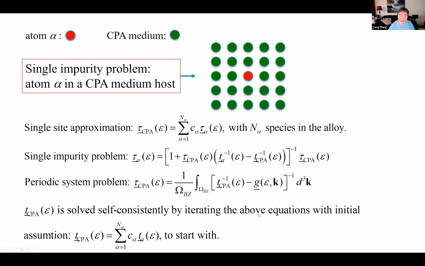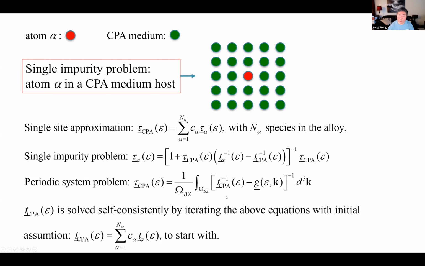But T CPA needs to be calculated self-consistently by iterating this expression, because our goal is to find that, on average, tau alpha on average has to be tau CPA. This is the requirement, because the Green's function average has to be the average of the Green's functions for the individual single impurity problems. Okay, so this expression has to be used to check whether self-consistency has been reached.